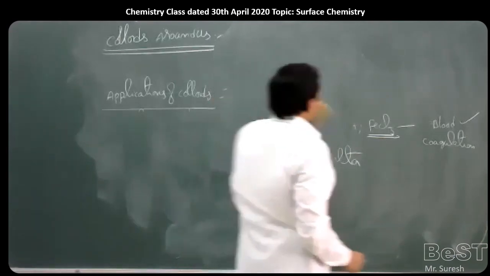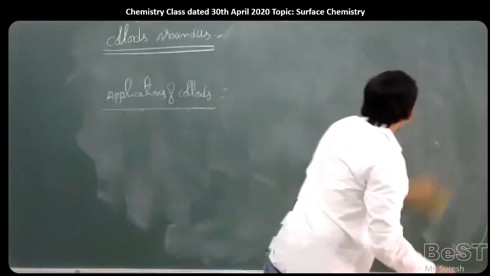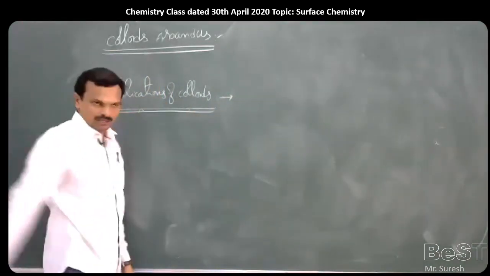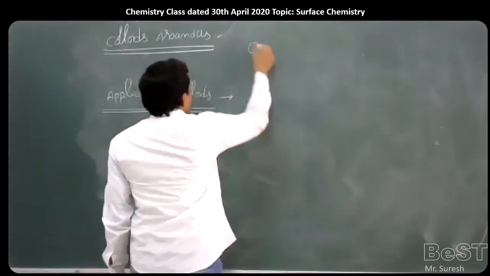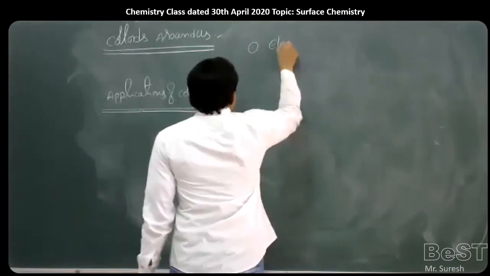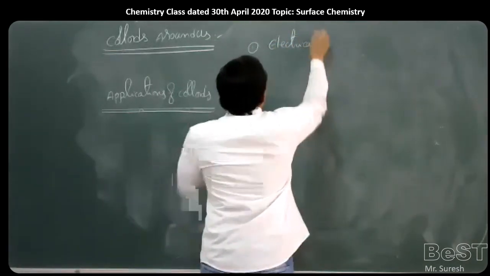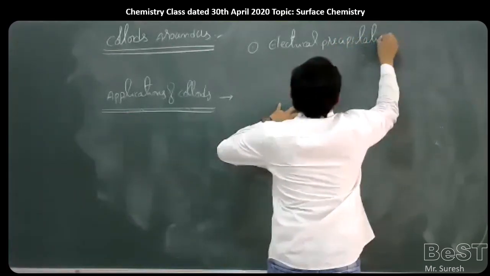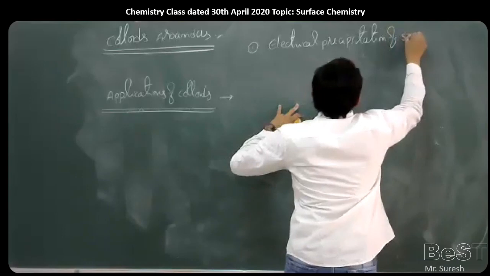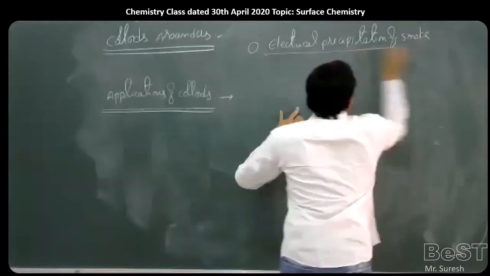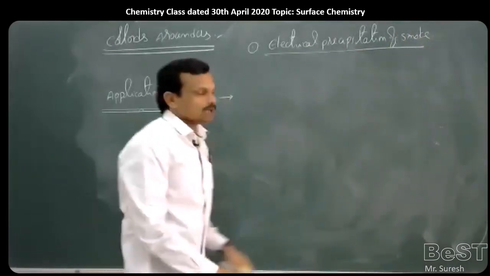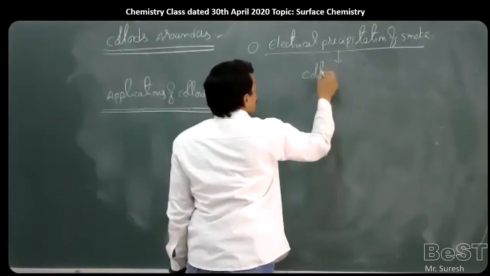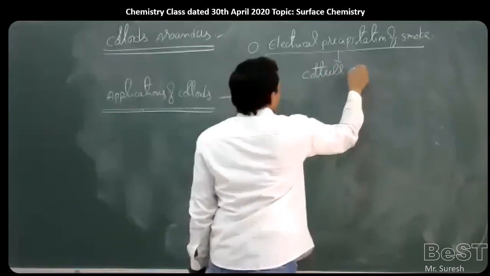Let us see some applications. What are the applications of colloids and where do we use them commercially? The first one is electrical precipitation of smoke, and this process is carried out by using a device called a Cottrell precipitator.